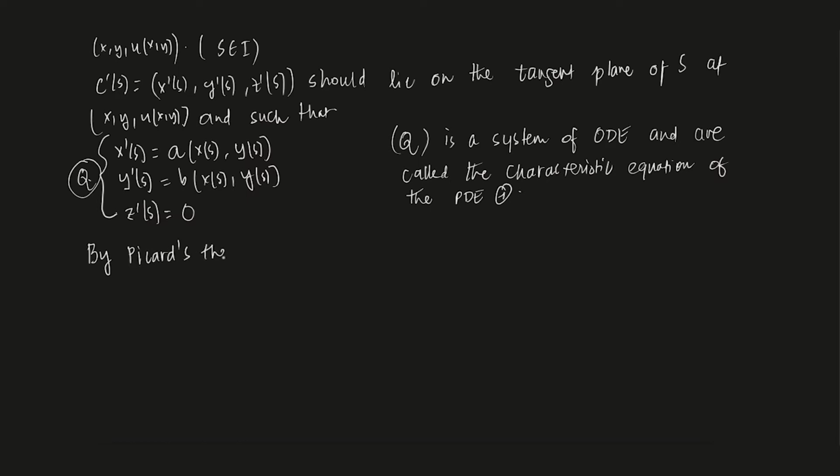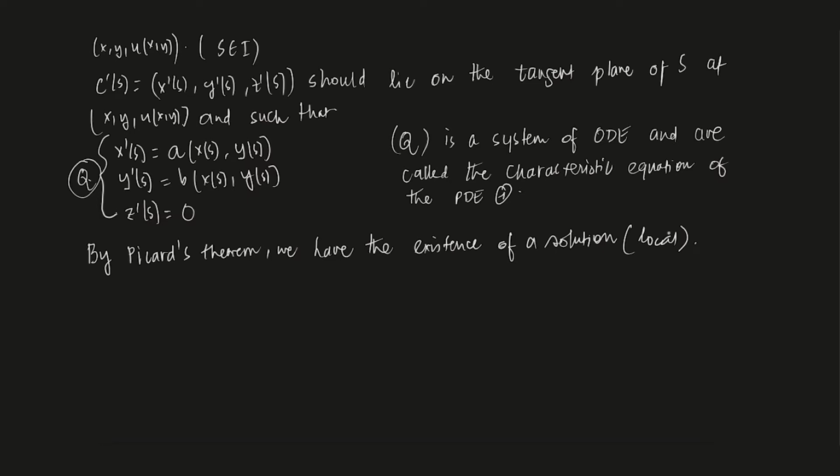This is the theorem on ODEs, the existence theorem, Picard's theorem. We have the existence of a solution. Now this solution can be a local solution. We do not know if it is global or not, but we know that there is a local solution around whatever point we are looking at, that point x, y, u of x, y.